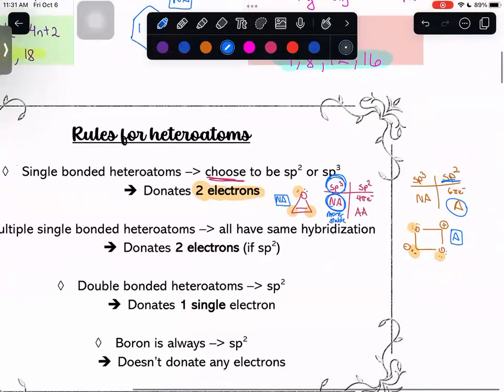Okay, so which is more stable? In that case, it was sp2. Why? Because it gives you the most stable system, which is aromatic. First is aromatic, then non-aromatic, last one anti.